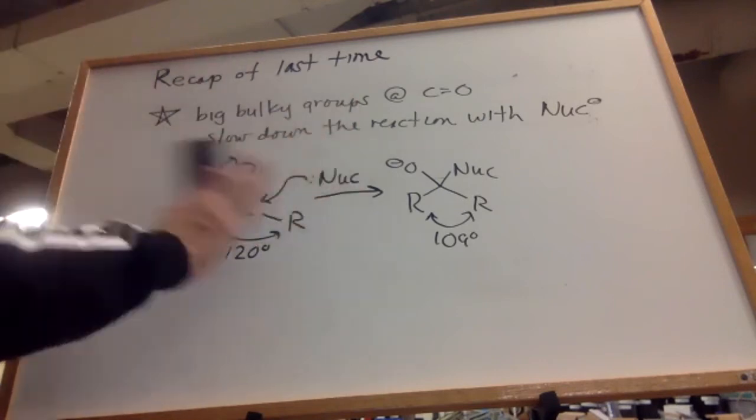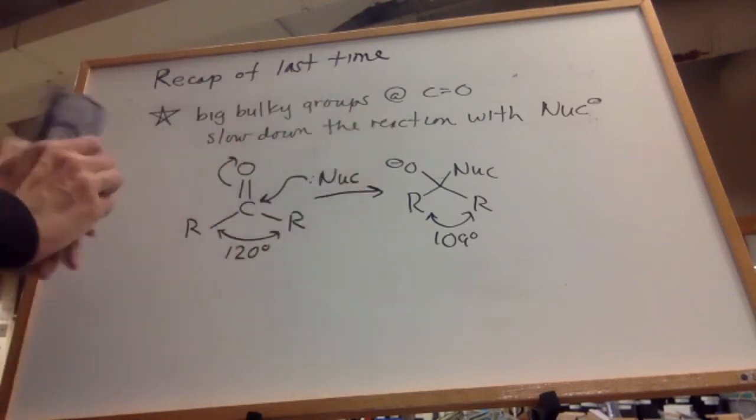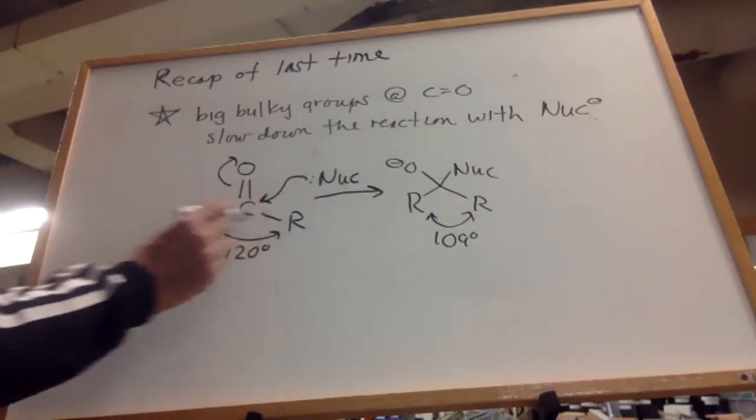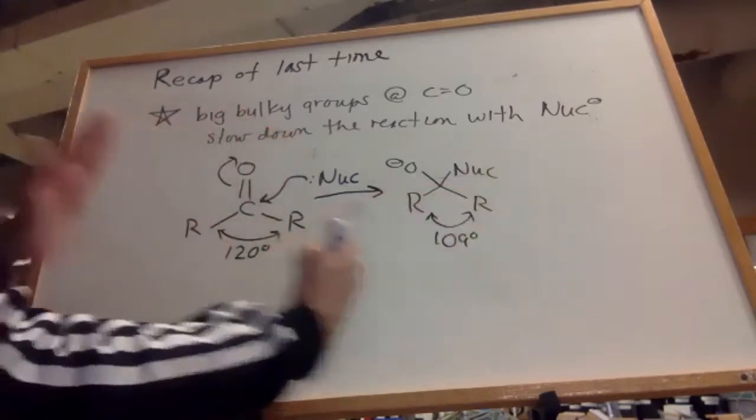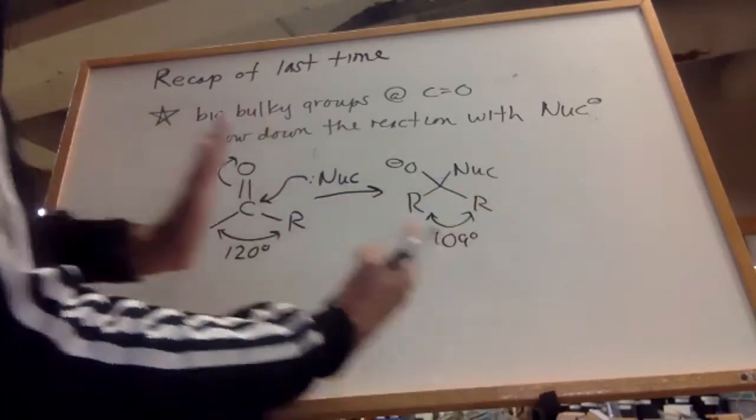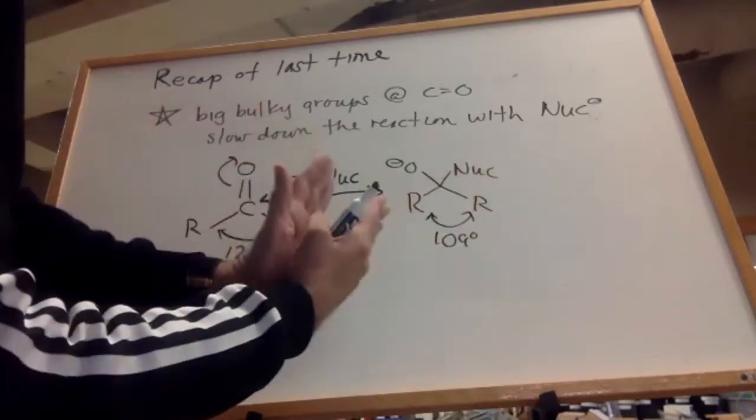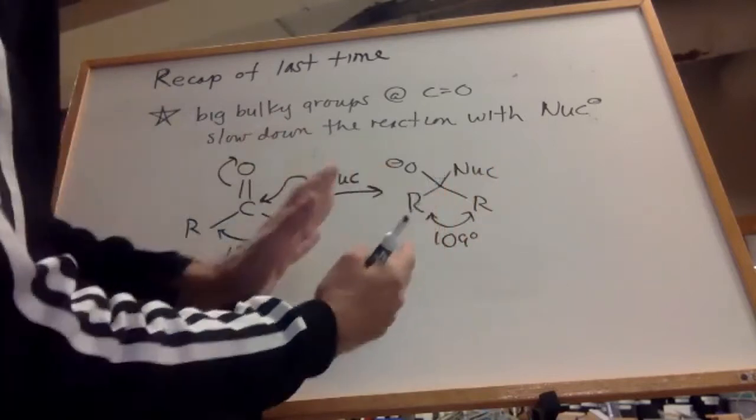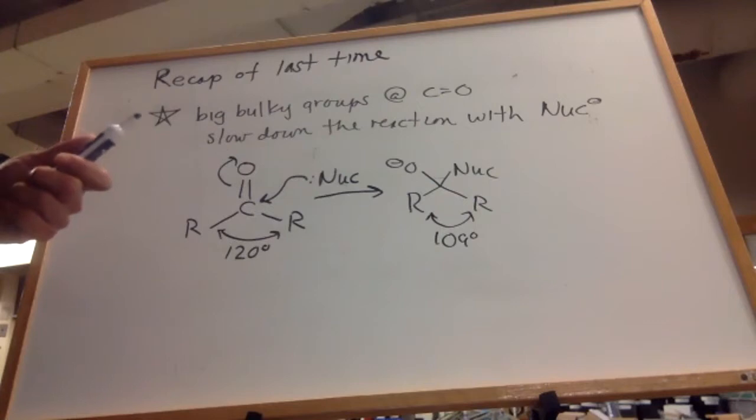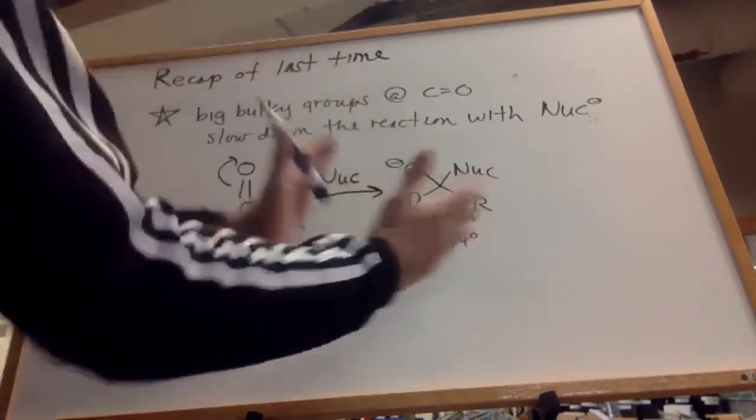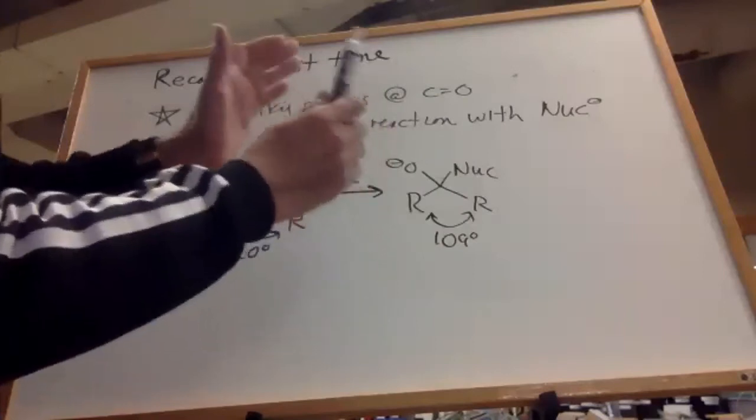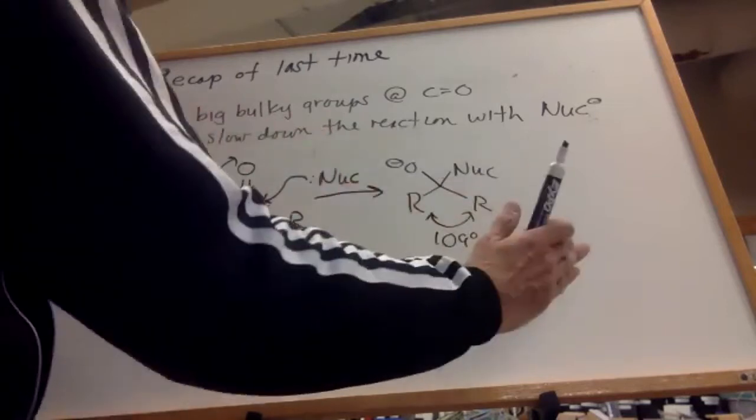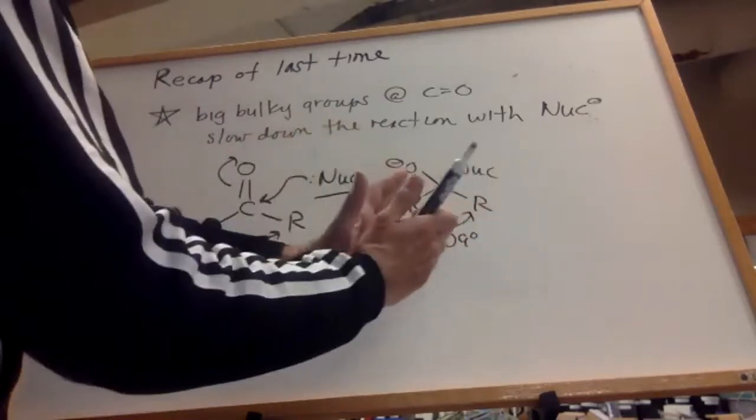Big bulky groups at the carbonyl slow down the reaction. When these groups at the carbonyl are big, they're going from a separation of 120 degrees to 109 degrees. The angle is getting smaller. Our groups are getting crammed closer together, and that leads to a compression, and the reaction is going to be slowed down because these big bulky groups don't want to be close together. They want to be far apart. They don't want to bump into each other.